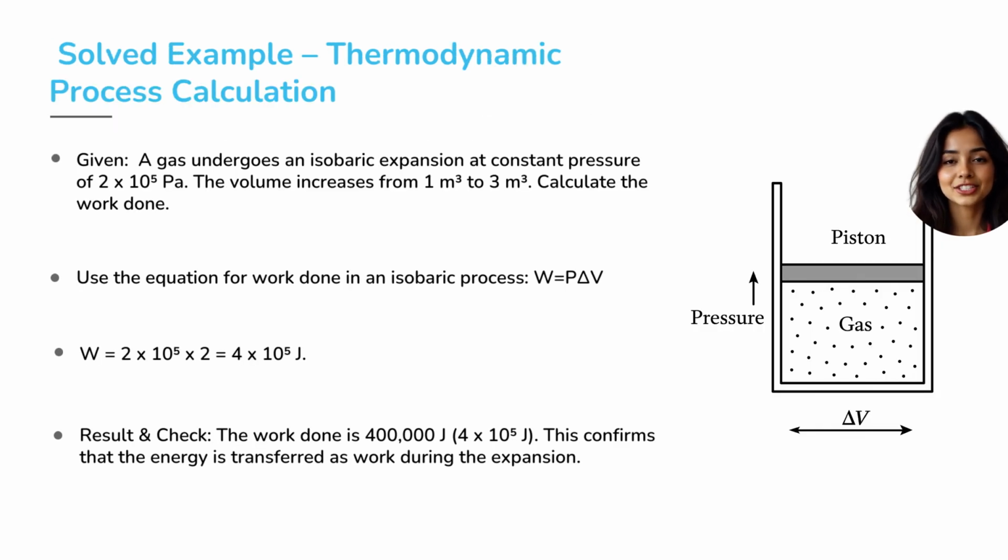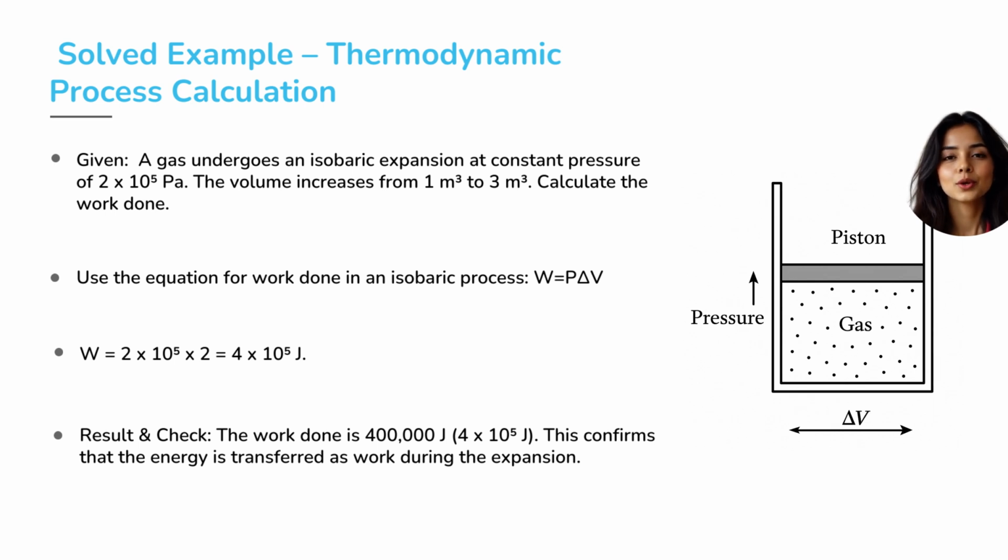Let's apply these concepts with a real-world example. Imagine a gas in a piston at a constant pressure of 2 times 10 to the power of 5 pascals, and its volume increases from 1 cubic meter to 3 cubic meters. How much work is done by the gas during this isobaric expansion?